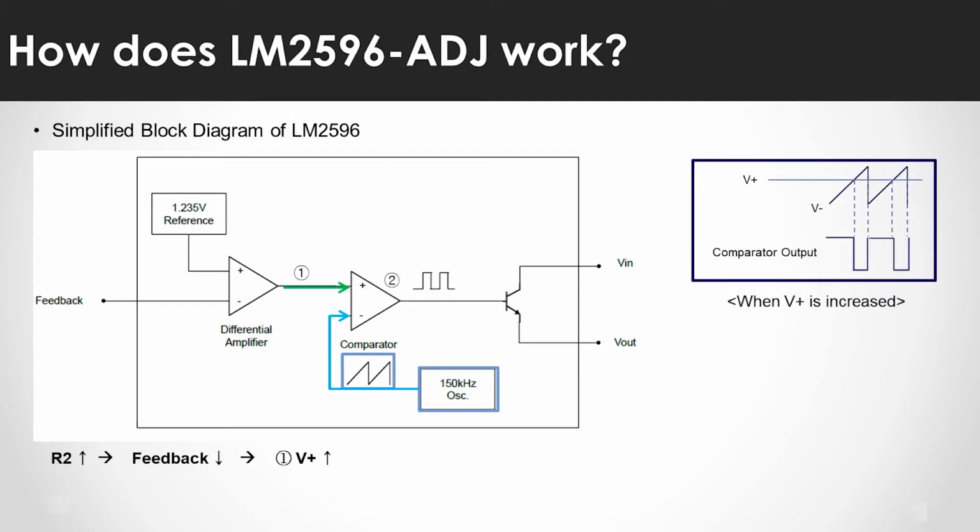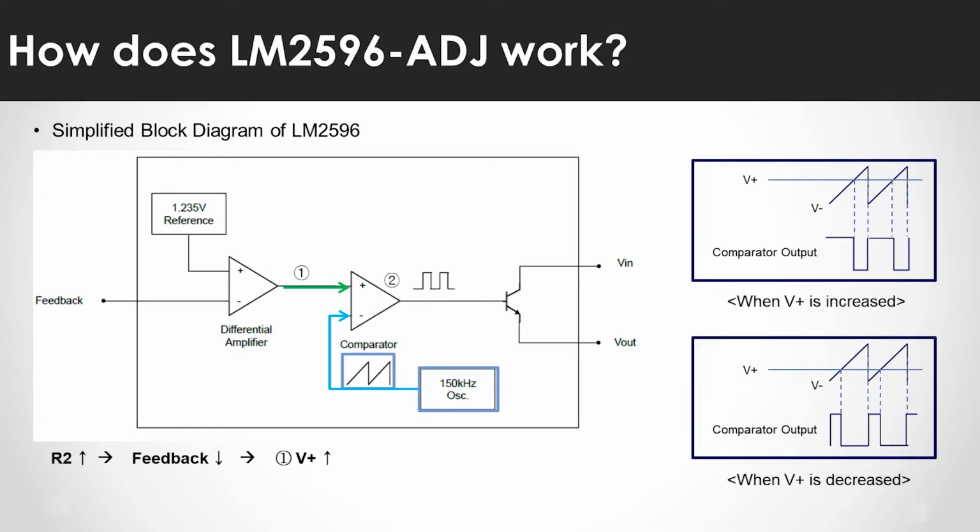Therefore, when the voltage of the positive pole increases, the length of the pulse corresponding to high becomes longer and the length of the pulse corresponding to low becomes shorter. In addition, when the voltage of the positive pole decreases, the length of the pulse corresponding to high becomes shorter and the pulse length corresponding to low becomes longer. This pulse turns on and off the transistor connected to the output.